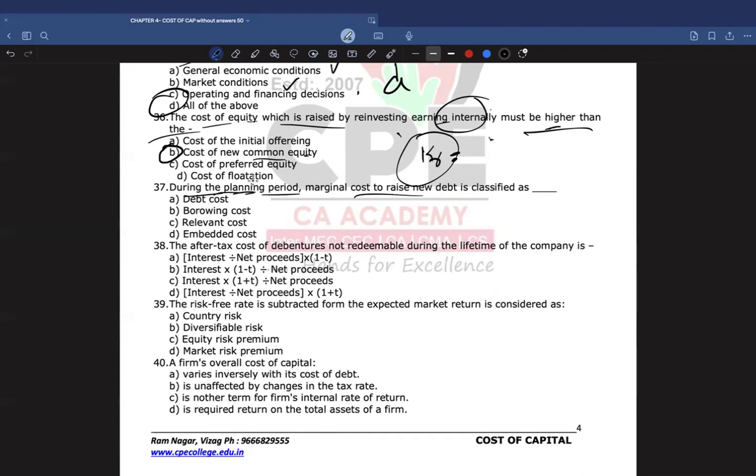Planning period means it helps to decide. So it's nothing but relevant cost, because debt and borrowing cost are okay, but relevant for decision making purposes. The cost of debenture not redeemable during lifetime, that is irredeemable debenture, is basically interest into 1 minus T divided by P naught. So is answer B. C.